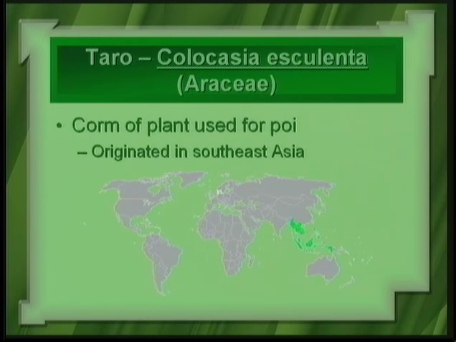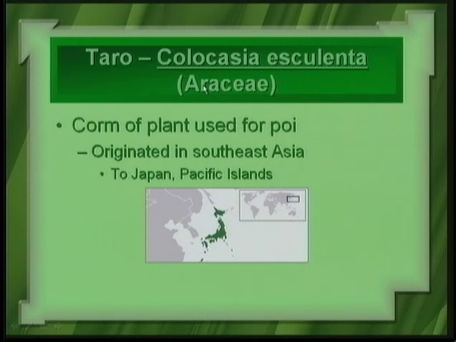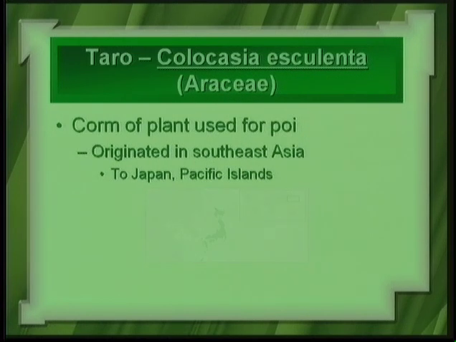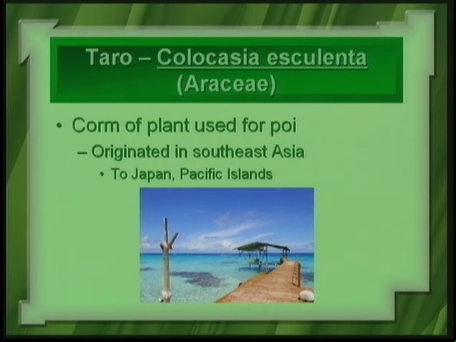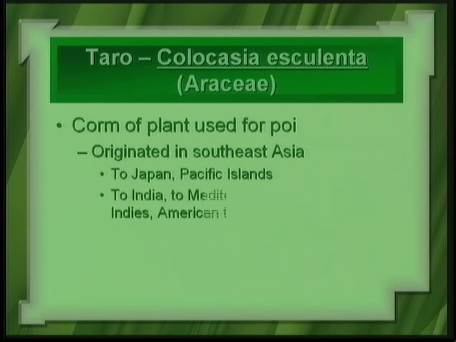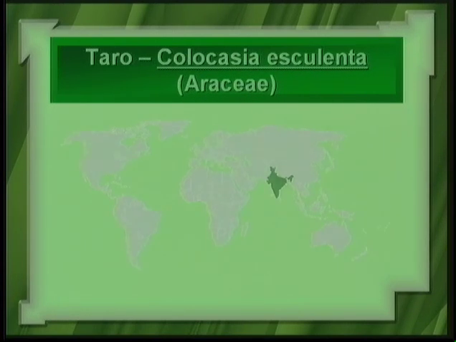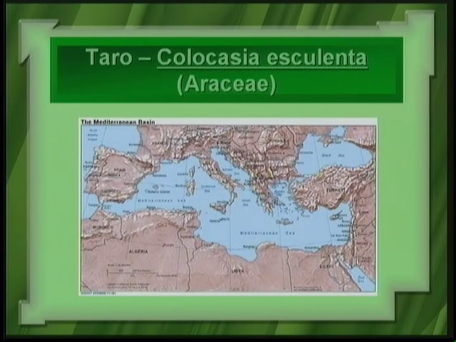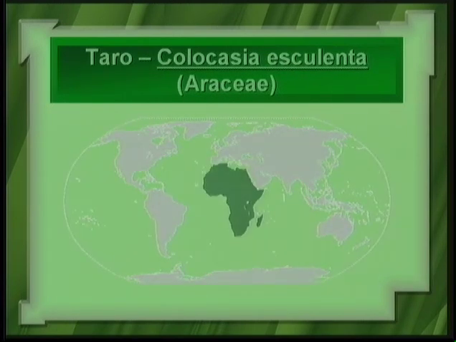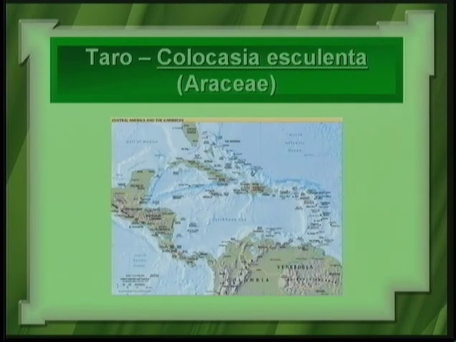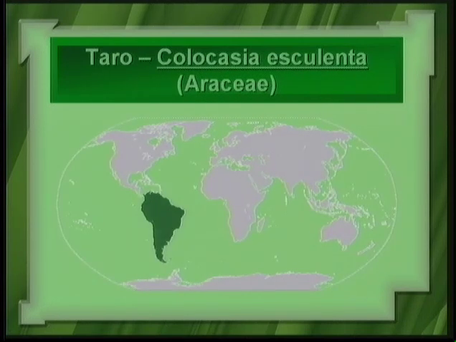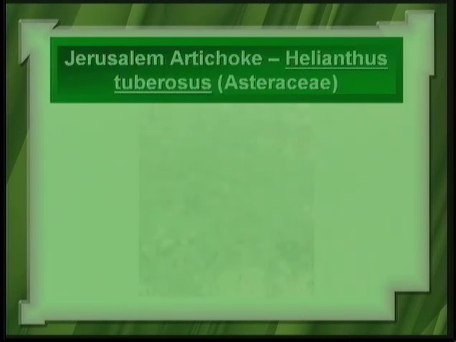Now the kalo, or the taro, originated in Southeast Asia. This area here that's colored green on this map. Thence it spread to Japan, to the Pacific Islands, including Hawaii, as far east as Hawaii. And then to India, to the Mediterranean, then from the Mediterranean into Africa, then into the Caribbean area, then finally to South America. So this is another crop that has circled the world in a way, you know?